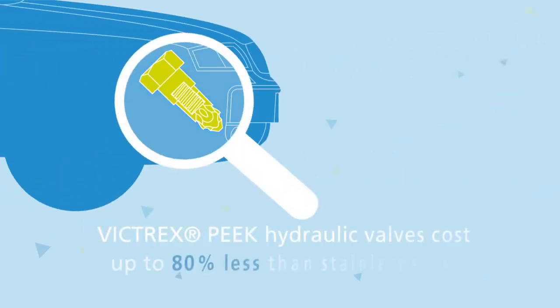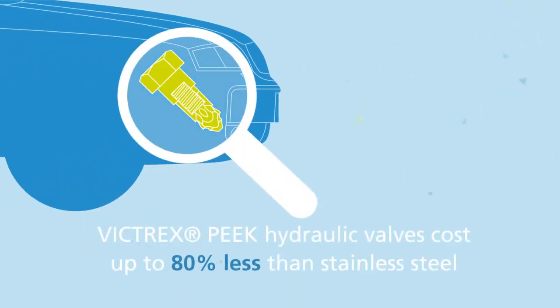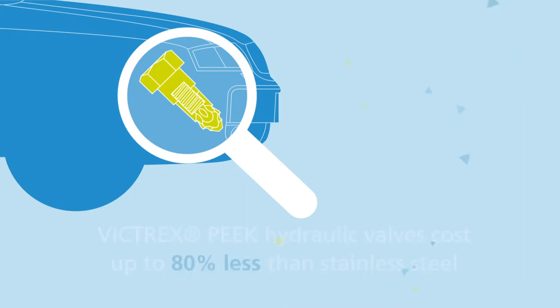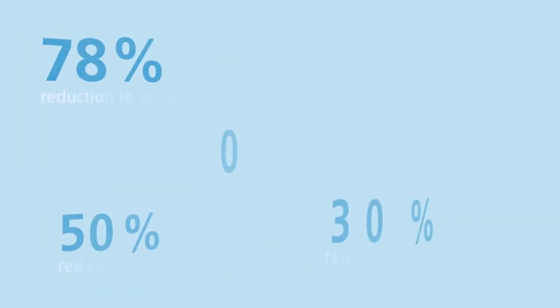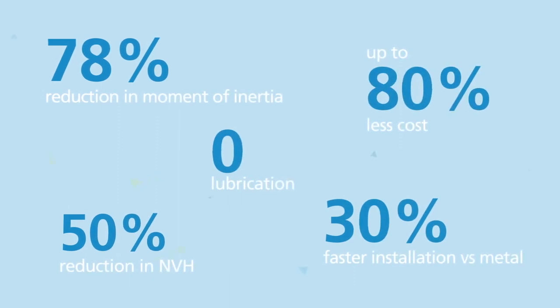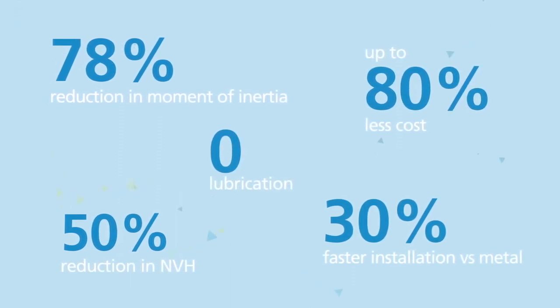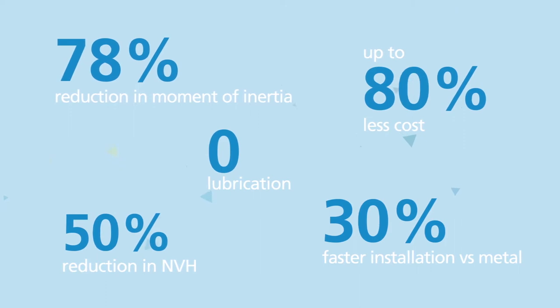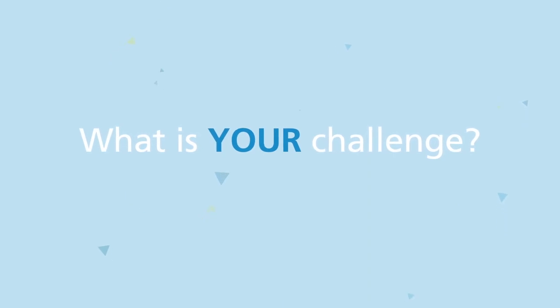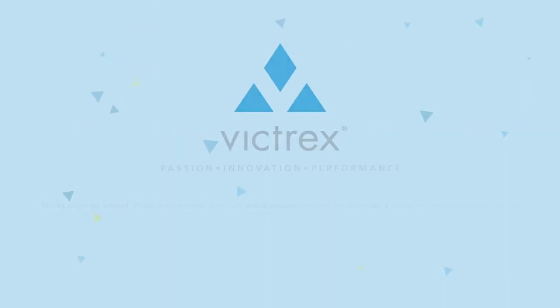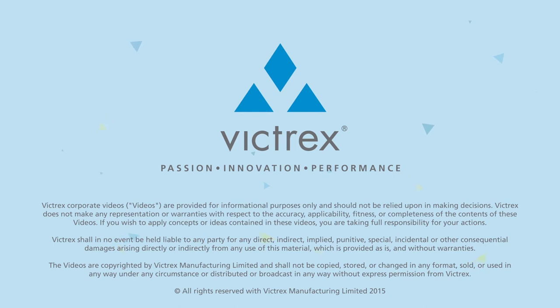For example, hydraulic valves made out of Victrex PEEK will cost up to 80% less than machined stainless steel components and help enhance the safety of the car. Our 35 years of know-how, backed by versatile products and unmatched technical support, can help convert your challenges into benefits. What is your challenge? Victrex, shaping future performance.